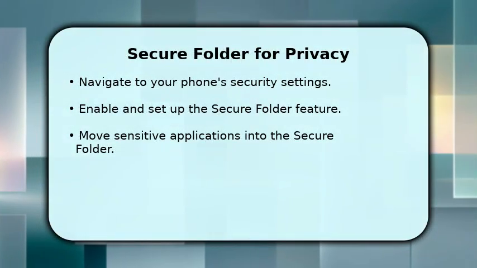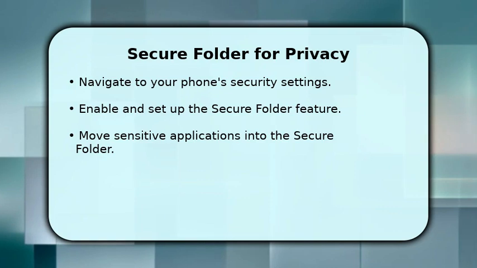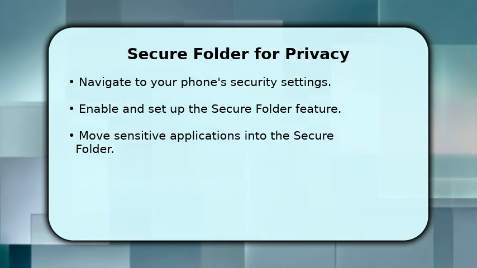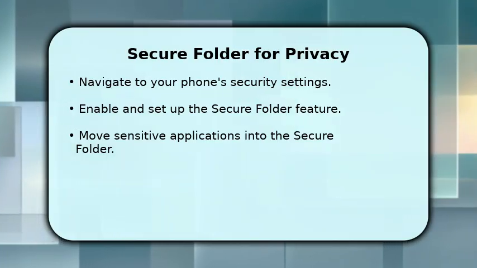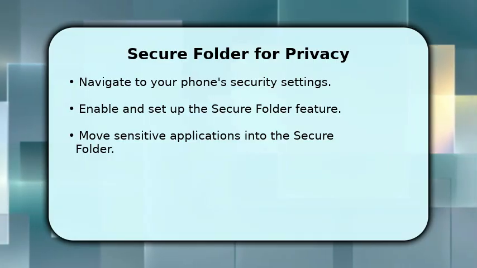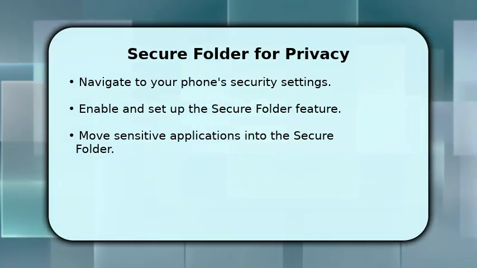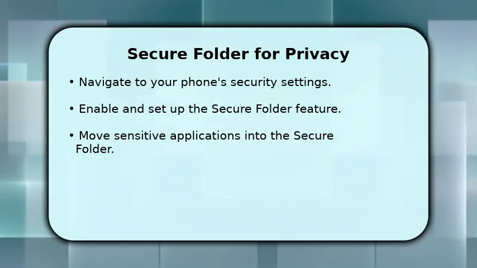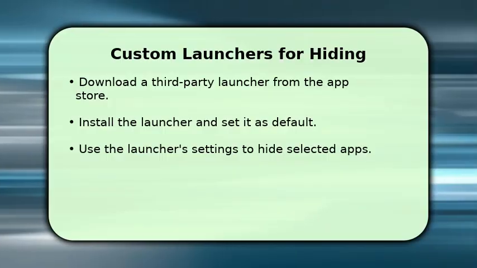Another robust way to hide apps is by utilizing Samsung's Secure folder. Go to your phone settings, then find Security and Privacy or Biometrics and Security. Set up your Secure folder with a strong password or biometric lock. You can then add copies of apps or move existing apps into this protected space, keeping them completely separate and secure.